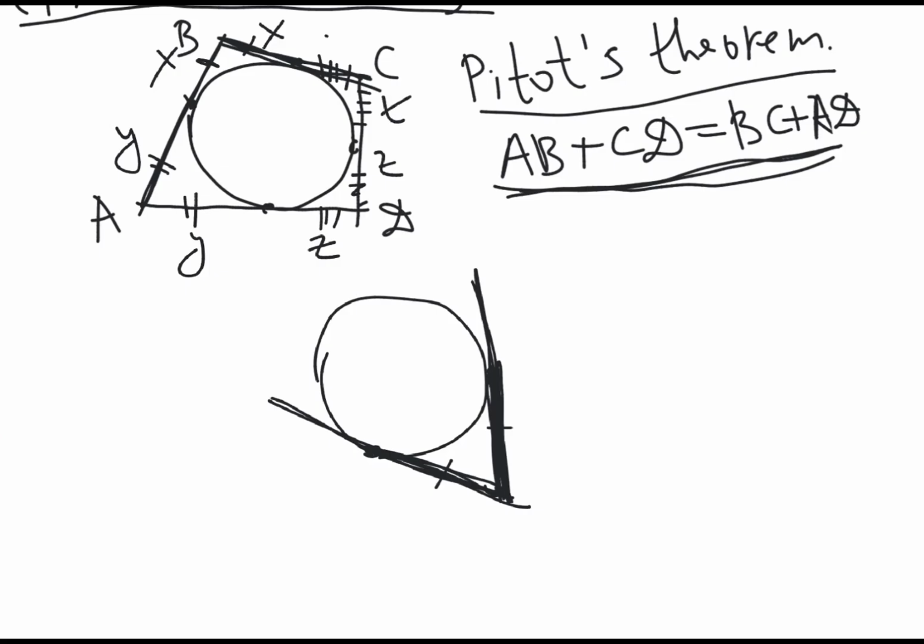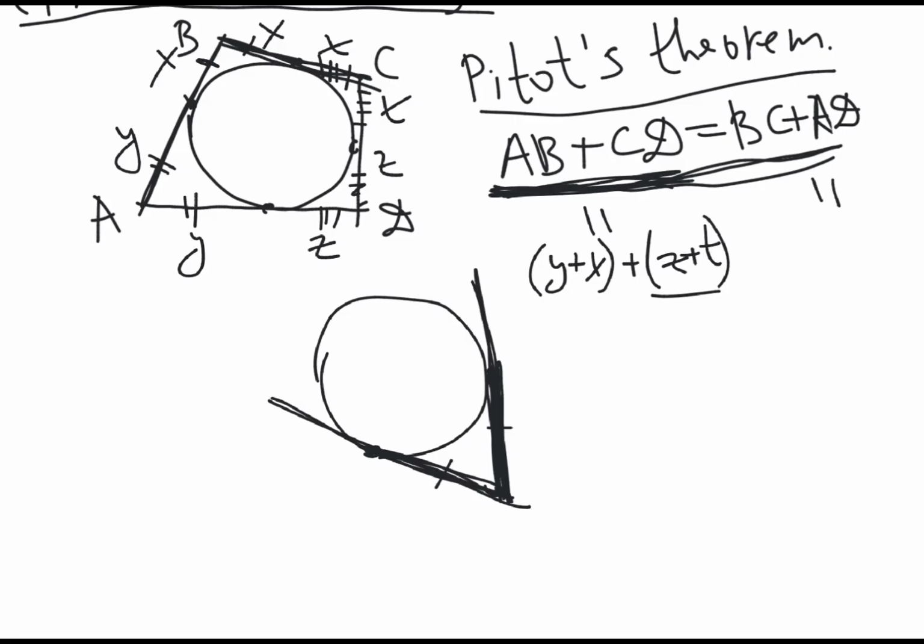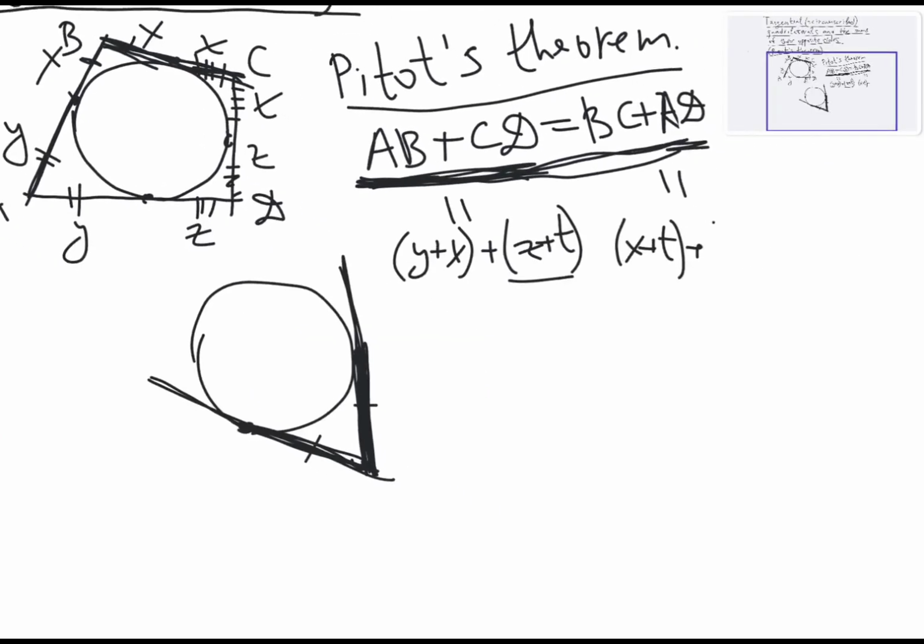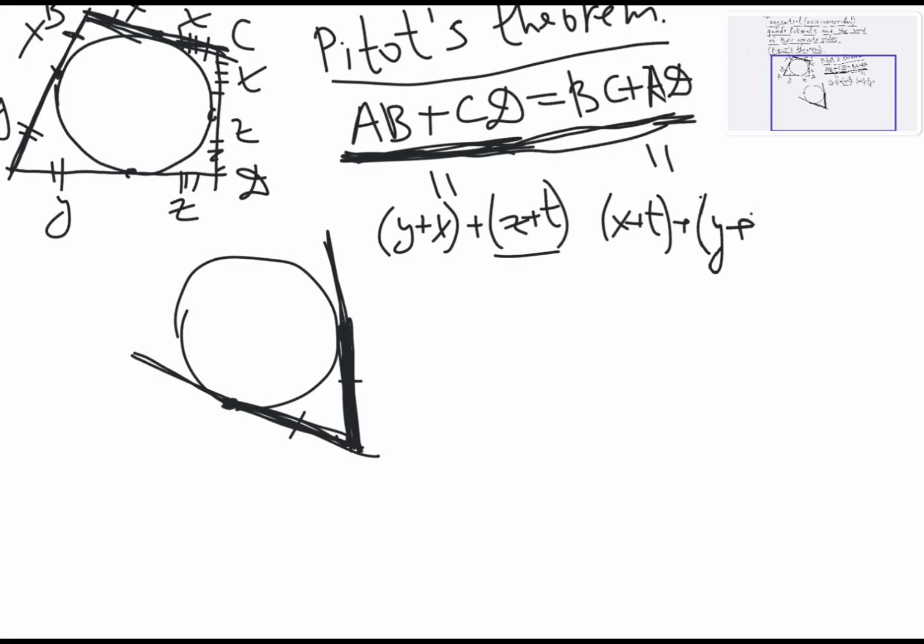z and t, then the sum AB plus CD would be equal to y plus x, that is AB, plus z plus t, that would be CD, and the sum of BC and AD would be equal to, so BC would be x plus t, and AD would be y plus z.